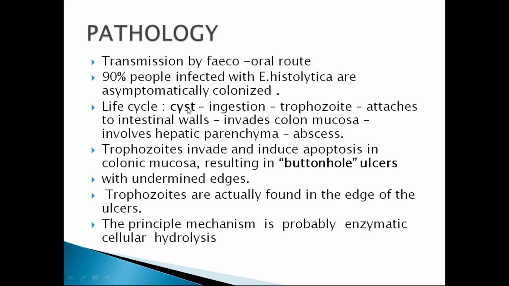Life cycle, as again said: first it is a cyst. On ingestion, it becomes a trophozoite, then invades the colonic mucosa of the intestinal wall, then through the portal vein enters the hepatic parenchyma. There it forms the abscess. Trophozoites invade and induce apoptosis in the colonic mucosa, resulting in buttonhole ulcers with undermined edges. Trophozoites are found at the edge of the ulcers. In the center there is only necrotic material.